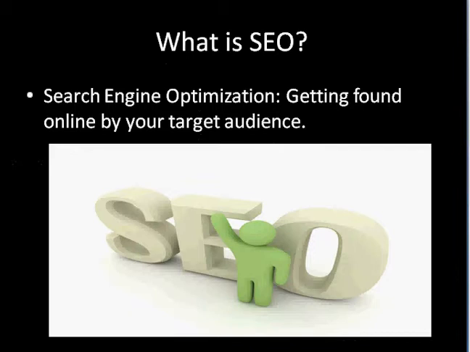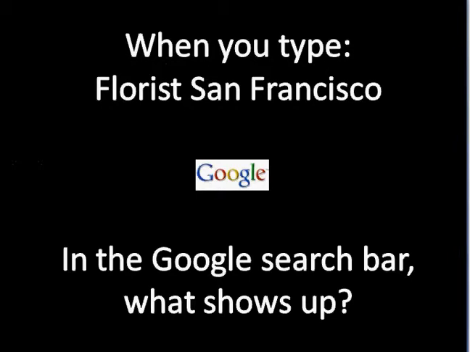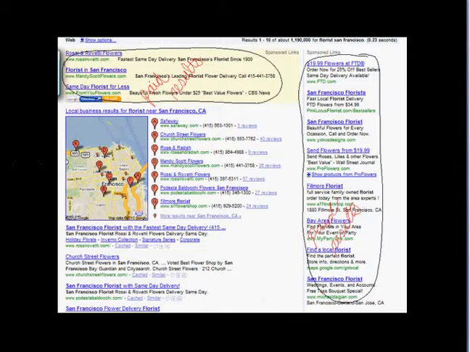But before we go into social media and what it means, let's understand what SEO, or search engine optimization, is. Basically, SEO is getting found online by your target audience, or the people who are interested in your service or your product. When you type in, for example, florist San Francisco, those are called your keywords. Those are the things that you want to rank for. And you would type that into the Google search engine, for example, or any other major search engine. And whatever shows up when you hit enter, those are your Google results.